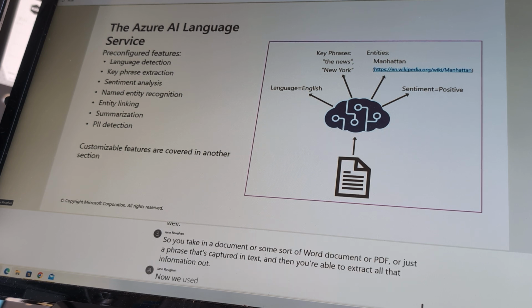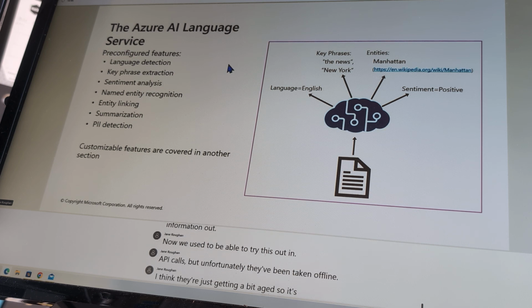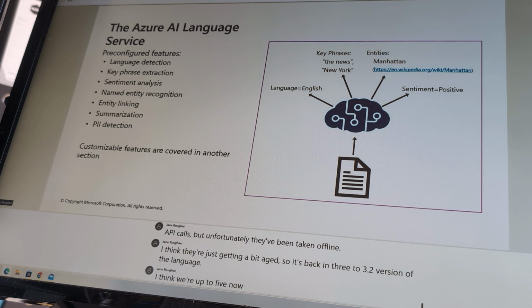Now, we used to be able to try this out in our API calls, but unfortunately they've been taken offline. I think they were just getting a bit aged, so it was back in 3.2 version of the language. I think we're up to 5 now, so it was getting a bit long in the tooth.